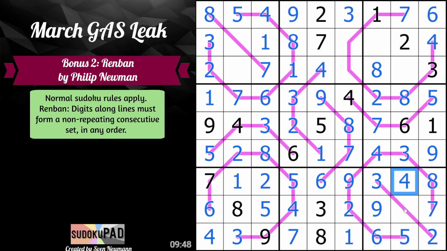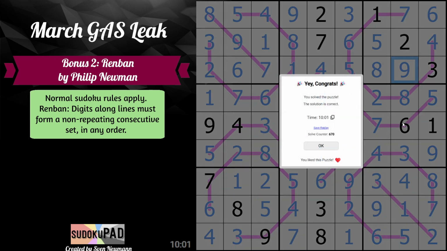This is 4, which means this is 1. And we're almost done. This is 9, 6, 6, and 5. And finally, 5 and 9, and we are done. In 10 minutes and 1 second, a palindromic time with Renban by Philip Newman.